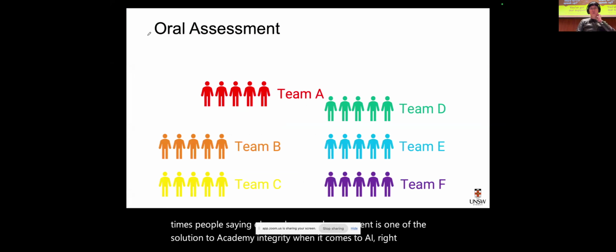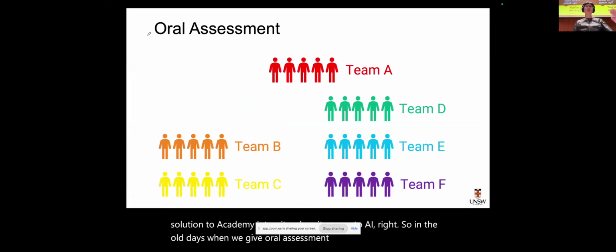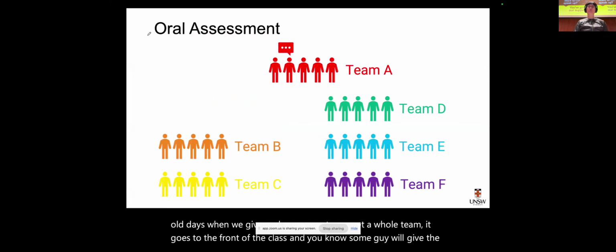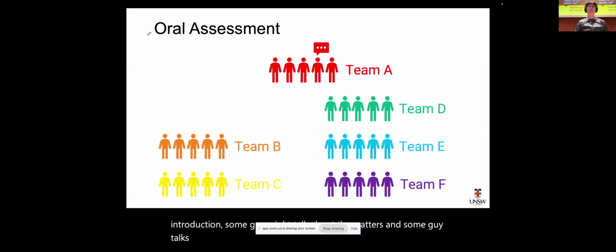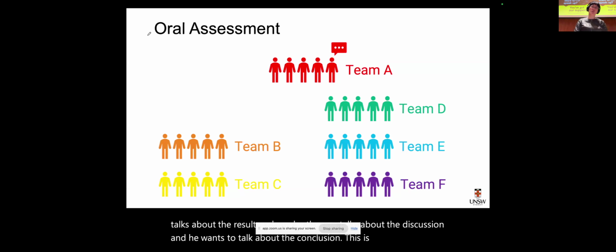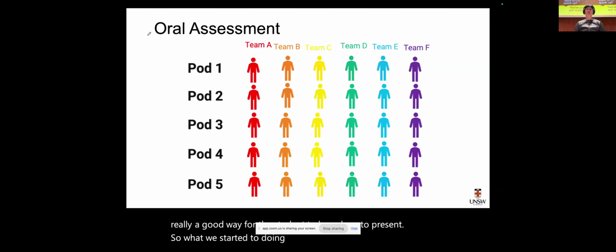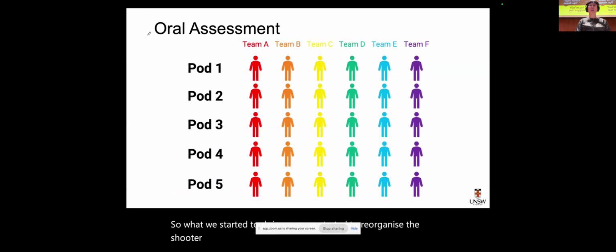So in the old days, when we gave oral assessment, you get a whole team, it goes to the front of the class, and some guy will give the introduction, some guy might talk about the methods, and some guy talks about the result, and maybe one talks about the discussion and one talks about the conclusion. This is not really a good way for the student to learn how to present. So what we started doing was we started to reorganize the student into pods, okay?